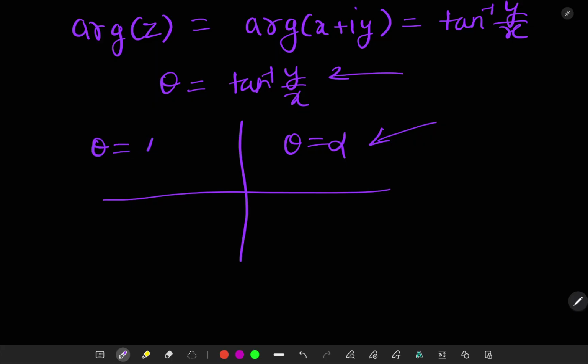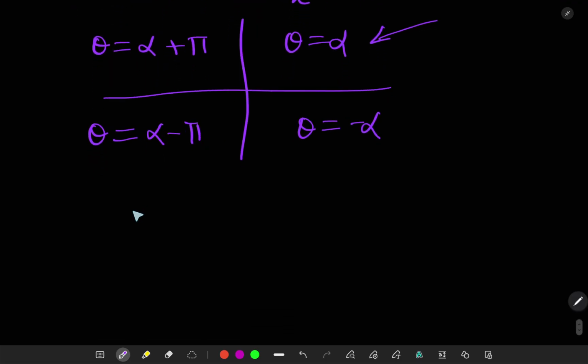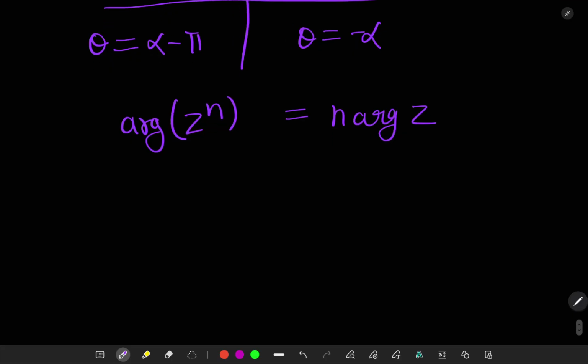And if theta is in the second quadrant, we use theta equals alpha plus pi. And for the third quadrant we use theta equals alpha minus pi. And for the fourth quadrant we use theta equals minus alpha. Here argument of z raised to power n equals n argument z. Here some principal value of argument.